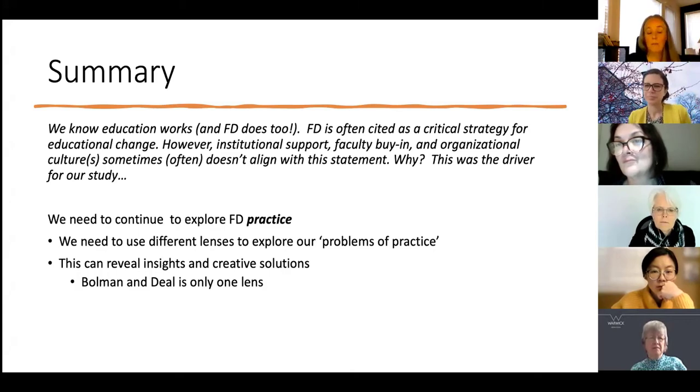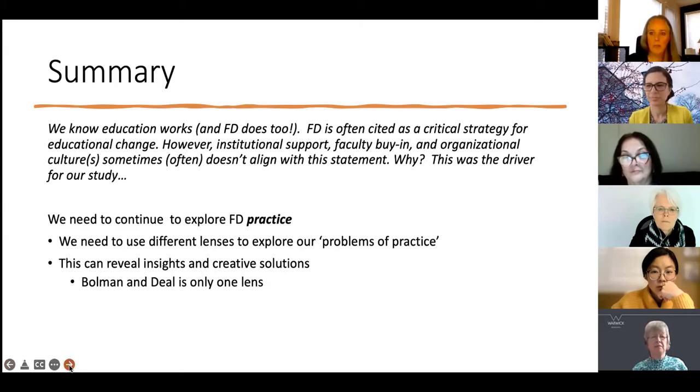So I think we need, and I think our research team would say this, not just me, to continue to explore our practice. We need to use different lenses, not just Bolman and Deal, to explore these problems that we experience in faculty development practice.